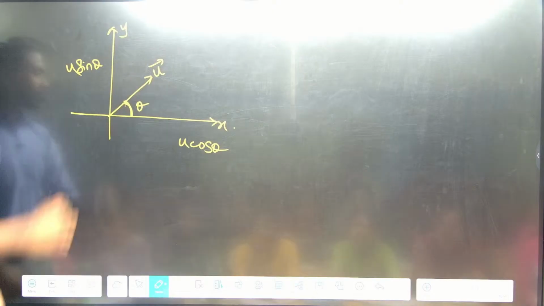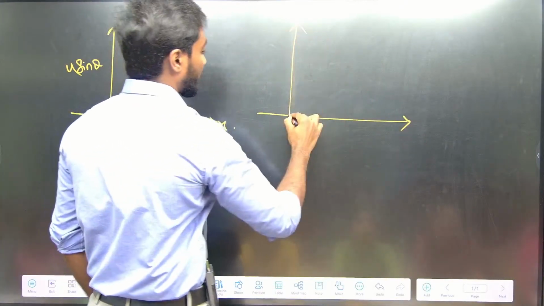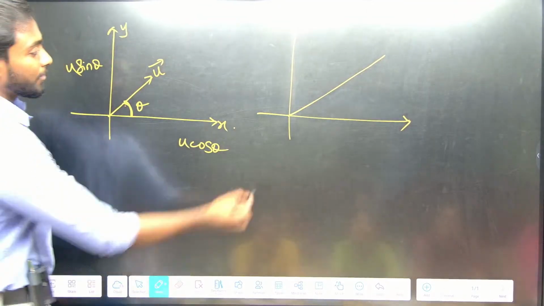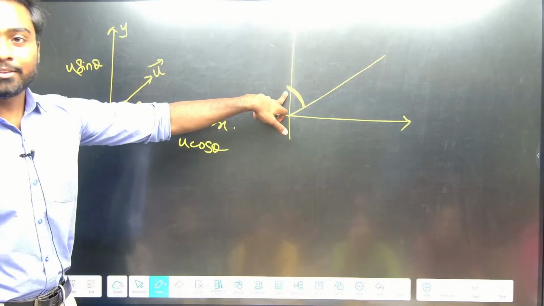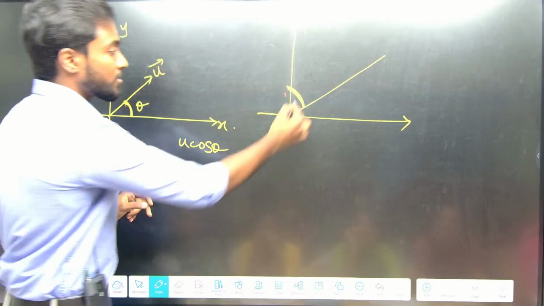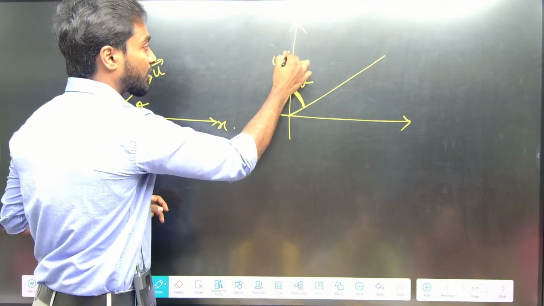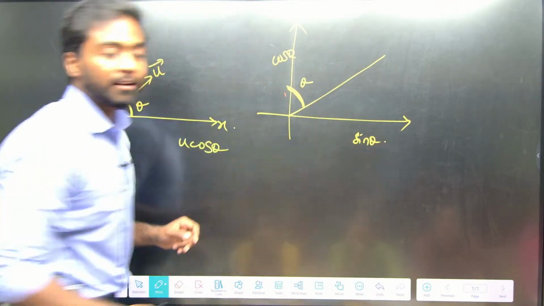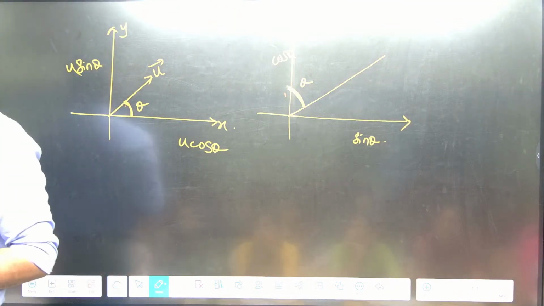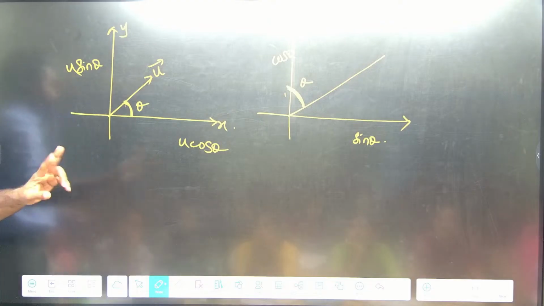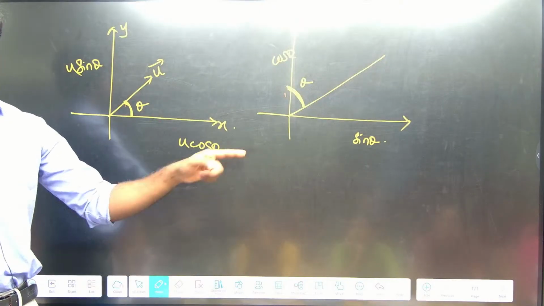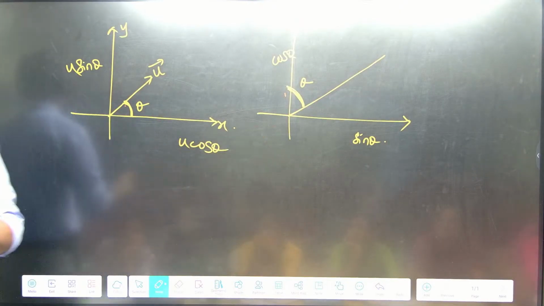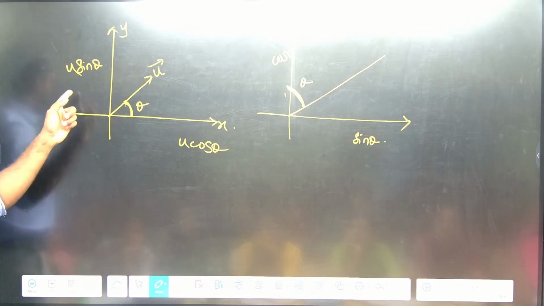Any doubts here? Suppose Spider-Man is standing on the wall and throwing something. With respect to the y axis, this is my theta, then this should be my cos theta and this should be my sin theta. So you can take the angles now. Wherever with respect to is there, that one should be cos theta. If the angle is not there, that one should be sin theta.